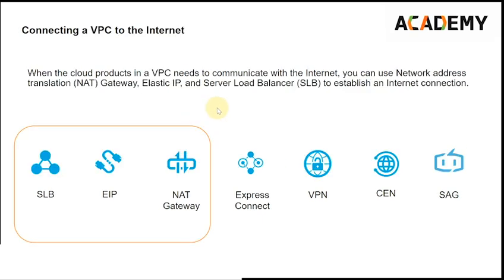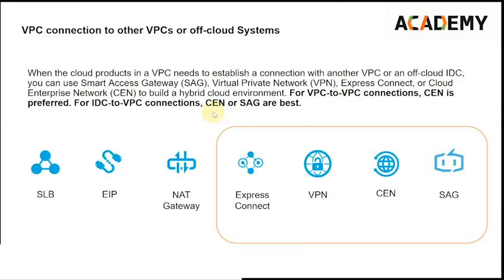Now, if you want to connect to the internet, we have to understand which service is used for what. When a VPC needs to communicate with the internet, we can use SLB, Elastic IP, and NAT gateway. These are the services which help our RDS, our SLB, and our machines connect with the internet. Another thing is VPN connection to other VPCs or off-cloud systems. These services communicate between multiple VPCs and multiple networks, either on-premises networks, other cloud networks, hybrid networks, or multiple VPCs in multiple regions or the same region. Start with Express Connect.